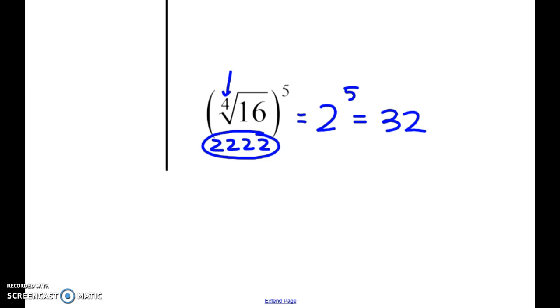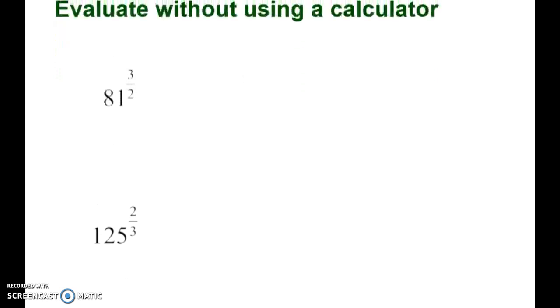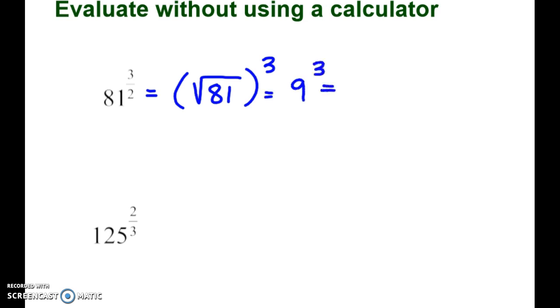Okay, well what if I was given something like this, 81 to the 3/2 power? It asked me to evaluate it without using a calculator. So what I'm going to do first is rewrite this into a problem that looks like the ones we just did. I'm going to put the radical on the inside of the parentheses, so I have the square root of 81 raised to the third power. And then I'm going to figure out the square root of 81. What's that? Well, that happens to be 9. And 9 to the third power ends up being 729. 9 times 9 times 9.